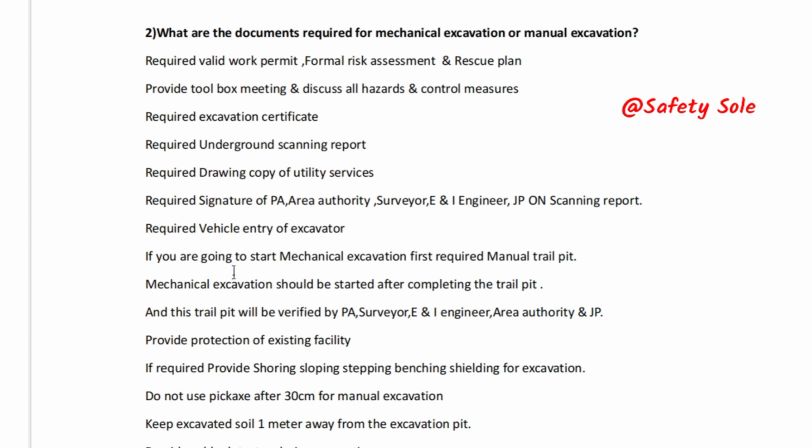If you are going to start mechanical excavation, a manual trial pit is first required, and mechanical excavation should start after completing the trial pit. The trial pit will be verified by PA, surveyor, E&I engineer, area authority and JP, and also verified by the site safety officer.